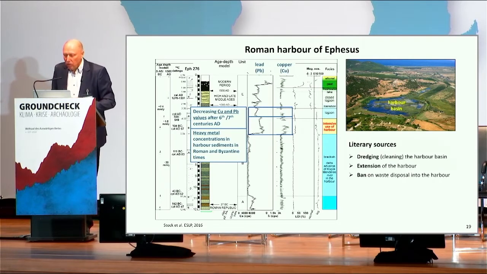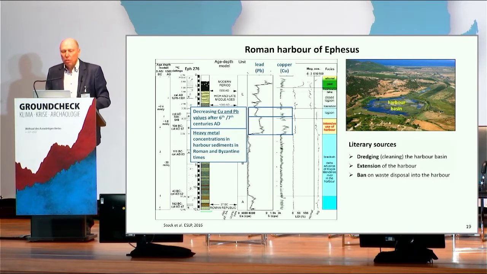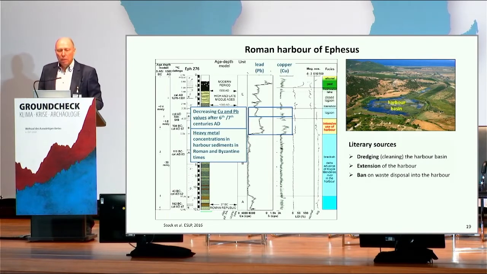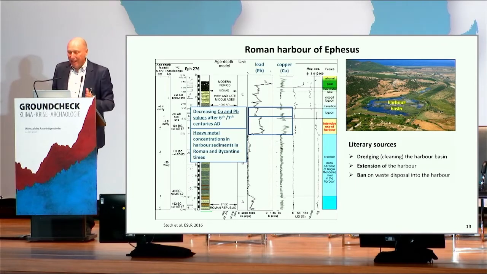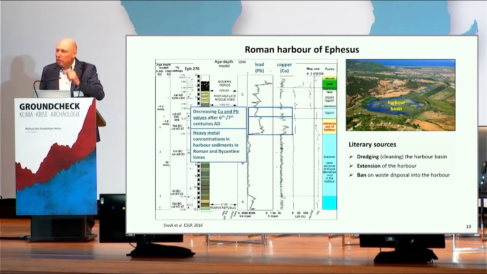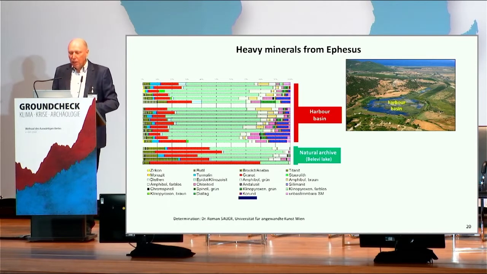And we have literary resources. Now comes ancient history into the picture. We know that the harbor basin was dredged, and we see this dredging with a disconformity. We know that the harbor was extended. We can also see that. And finally, there is a decree of a consul who says you should not put waste into the harbor basin. And we see the waste. Here it is.